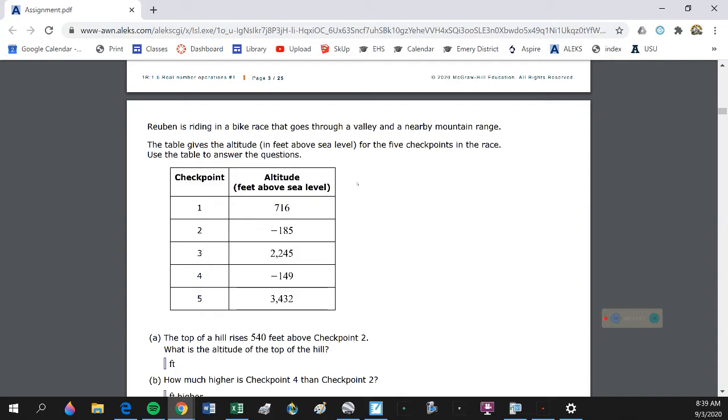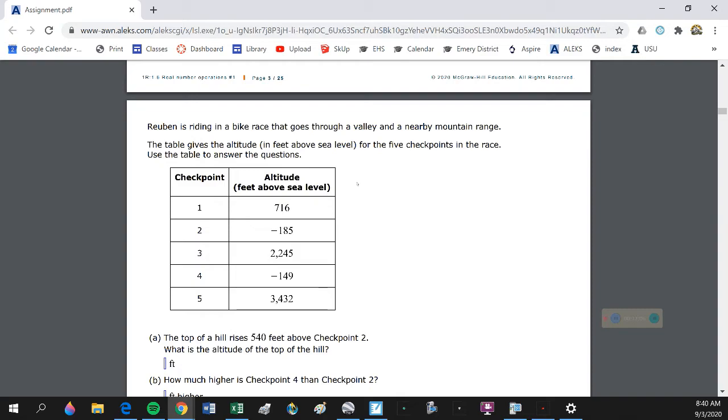So checkpoint 2 is below sea level. It happens sometimes. There is no such place on Earth. It doesn't go that deep. So the Dead Sea is 100 or 2 feet below sea level. Well, yeah, but that's under the water. Yeah. That's not land.